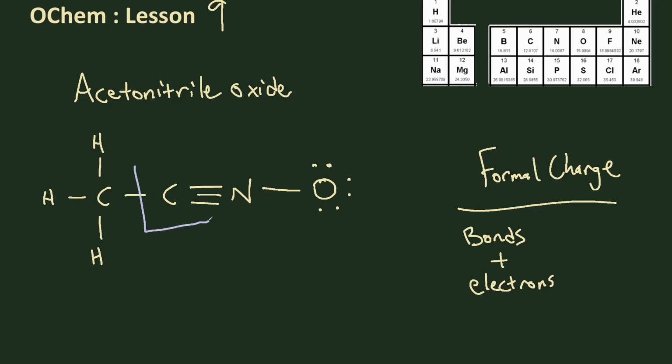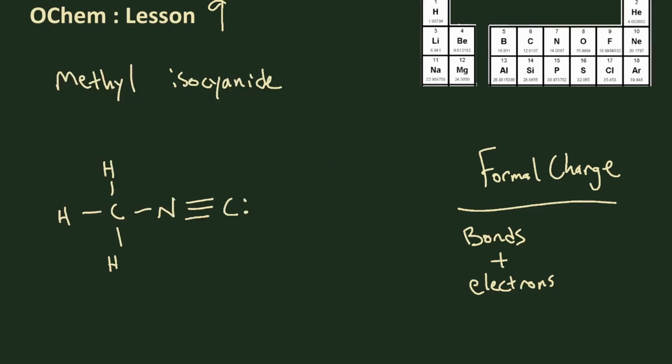How about this carbon? 4 bonds. Carbon's number 4 in this group right here. He's happy. That's neutral. And same here with this carbon here, 4 bonds. Carbon always wants 4 bonds. You've got that down by now. Should we look at another example?